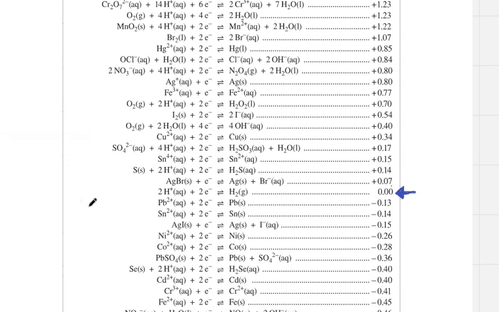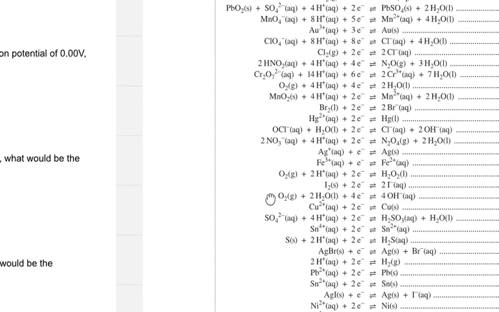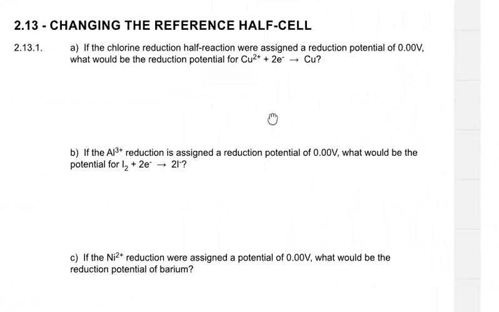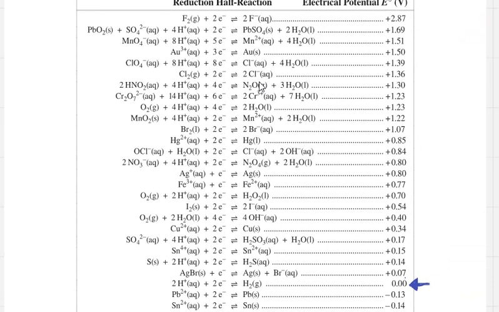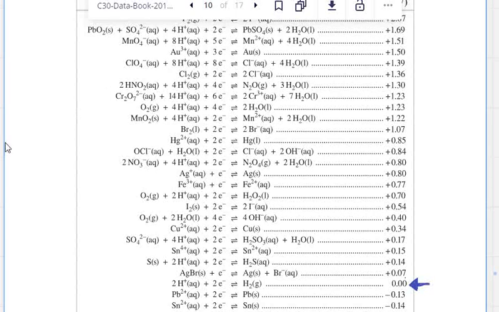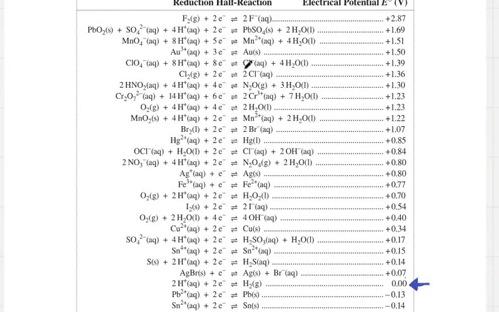But what if we hadn't? These questions are about the hypothetical where we use some different standard. For instance, here they say, if the chlorine half reaction were assigned a reduction potential of 0, in other words, if chlorine were our standard, then what would be the potential for copper? Looking at our table, here is the chlorine half reaction, Cl2 plus 2 electrons to 2 chloride. What if, for whatever reason, chemists decided they really liked chlorine and wanted that to be our standard, and they made that 0? What would that do to the rest of the table?